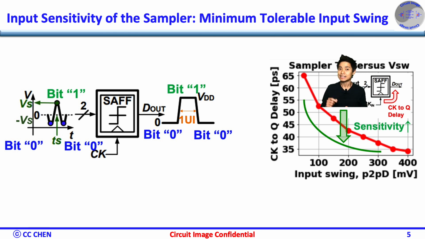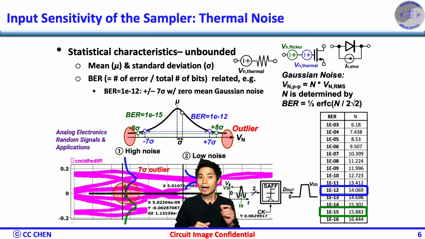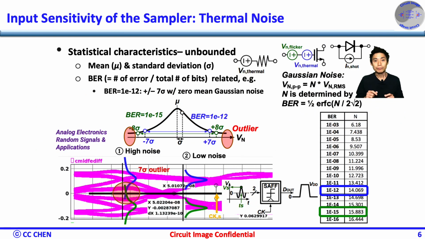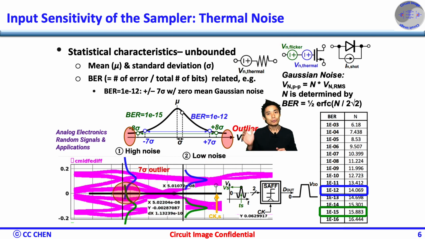for everyone to understand easily. Is this minimal tolerable input swing the only source of the sampler's input sensitivity? Of course not. Think about the noise images for 5 seconds. Correct. From the link budget video, we will put the thermal noise into our design margin. Unfortunately, the thermal noise is unbounded, and we must evaluate the statistical characteristics to get the peak noise from the mean and standard deviation values.